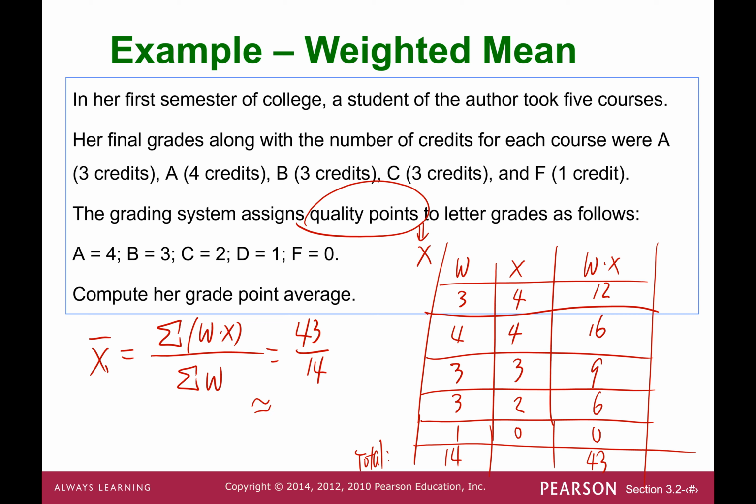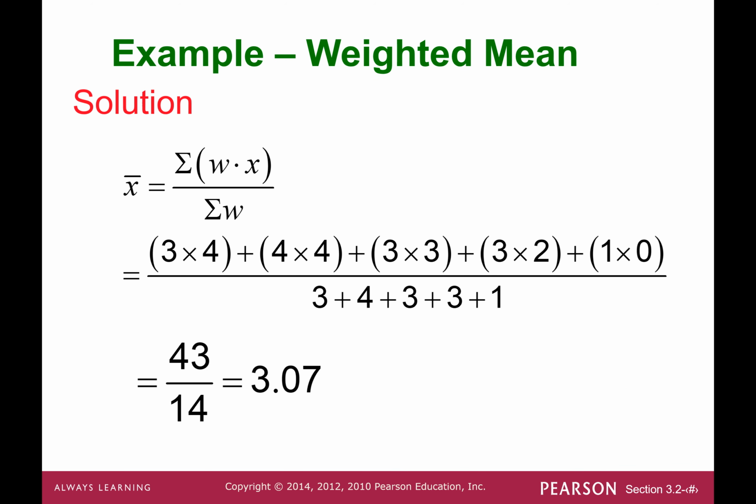And let's round to 2 decimal places. 43 by 14 turns out to be 3.07. So the GPA for her first semester of college will be 3.07. And creating the table, this table method will help you a lot, right? First of all, it keeps you organized. Also, you'll be able to check all detailed calculations through the table. So the table is very highly recommended. And this next slide just shows you how to do it. You get the same result, 3.07.